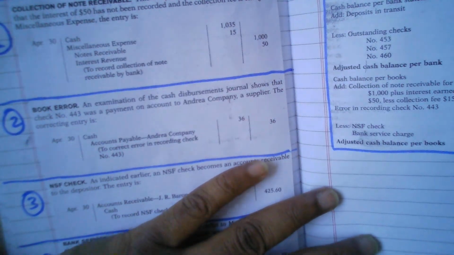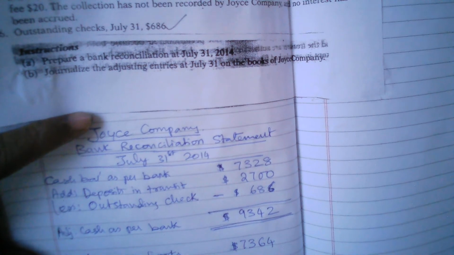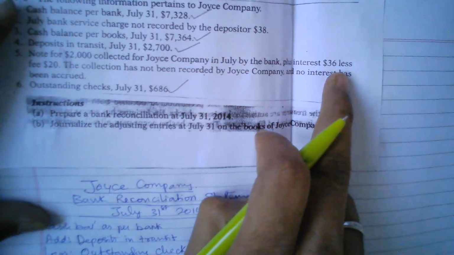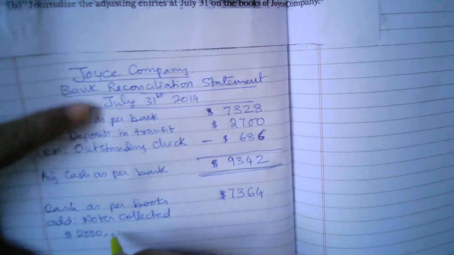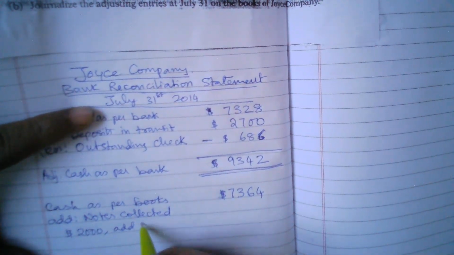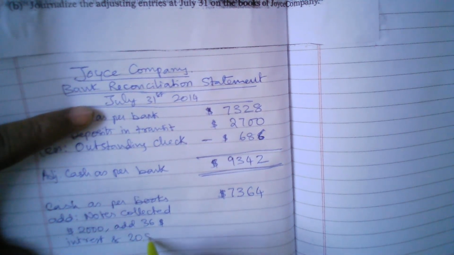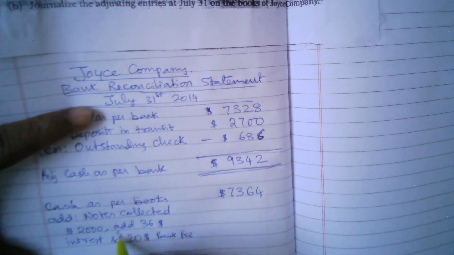Let me look at how they have written. $2000 notes collected. So here I am writing 2000. 36 is the interest and 20 is the fee. So add $36 interest and $20 bank fee, and subtract actually.